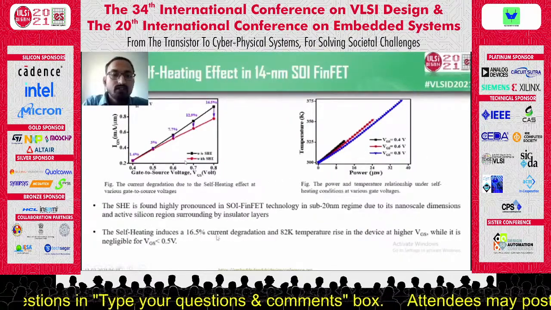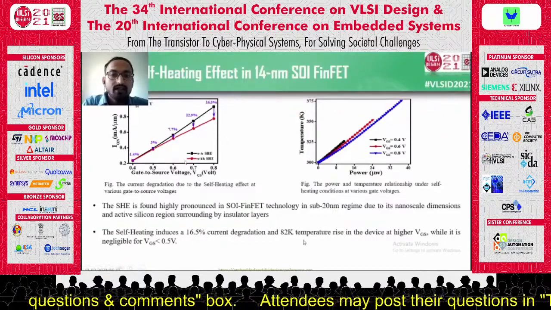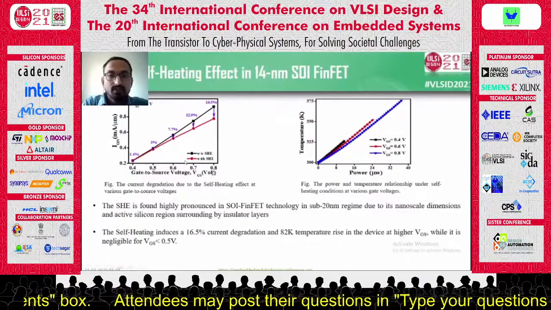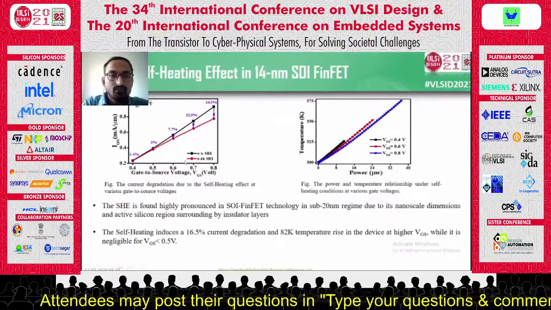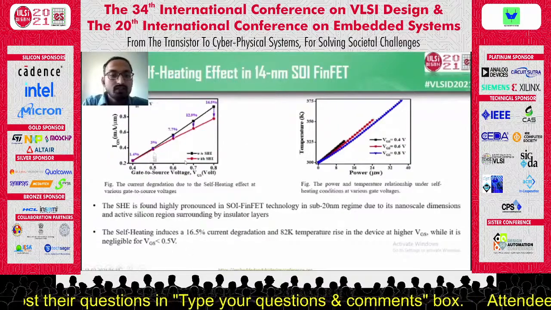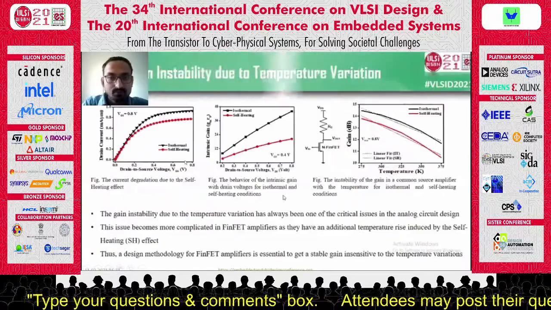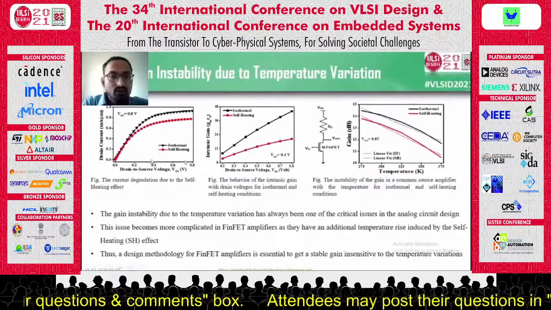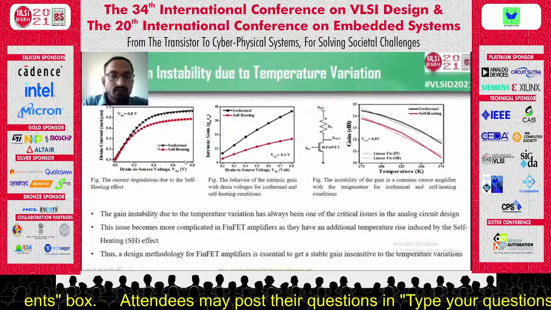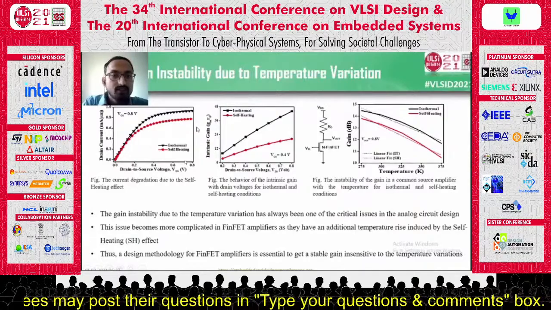So the self-heating induces around 16% current degradation and 82 Kelvin temperature rise in the device at higher VGS, that is at 0.8 volts, when VDS is also 0.8 volt, while it is negligible for VGS less than 0.5 volt. Here we have shown the current degradation due to the self-heating effect. Here we have shown the output characteristics of the device at isothermal and self-heating conditions.